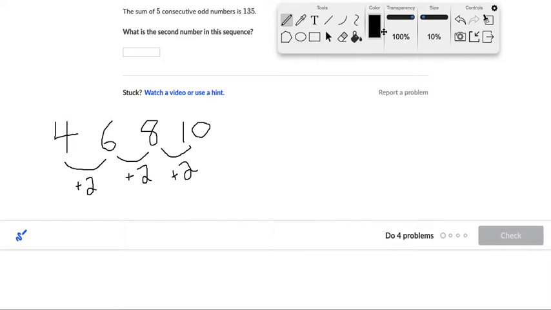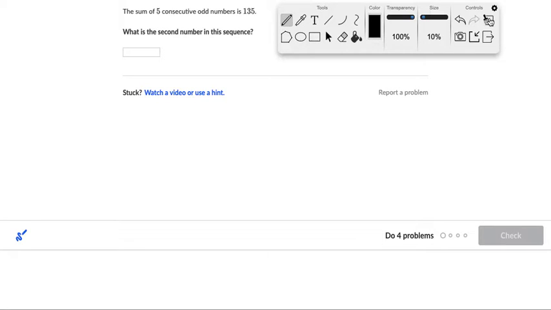Okay, so I'm going to go ahead and read this problem right here. The sum of 5 consecutive odd numbers is 135. What is the second number in this sequence? Okay, so let's break this problem down a little bit. I'm going to start at the end, where it says is 135. This whole thing, the sum of 5 consecutive odd numbers, is going to be equal to 135.